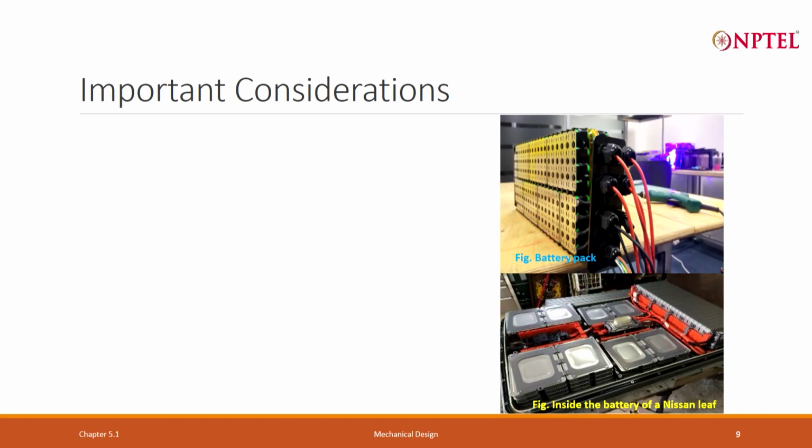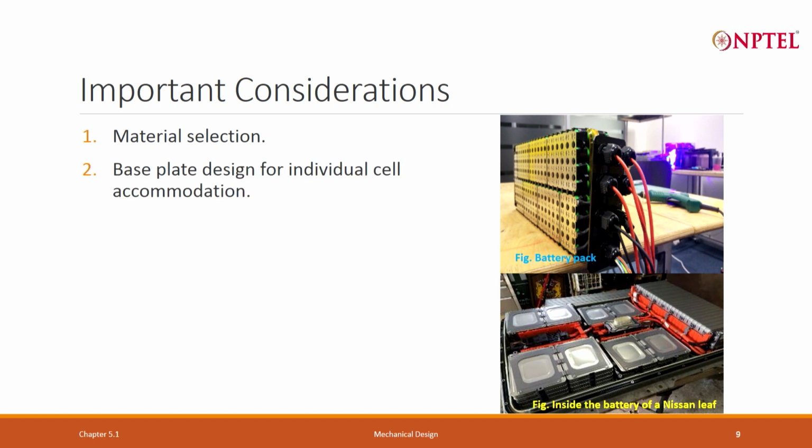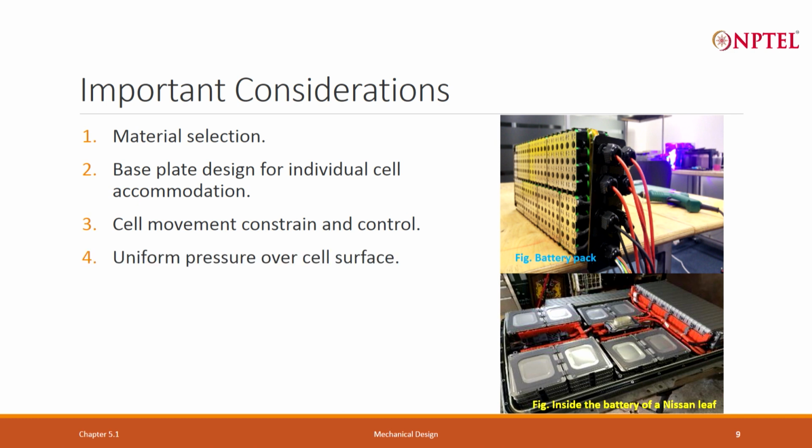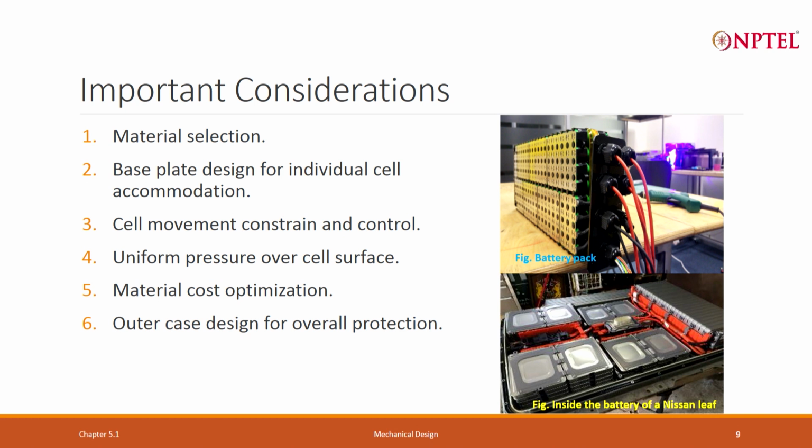Then we have started mechanical design, and we have seen important considerations like material selection, then what would be the base plate design, how to constrain the cell movements, uniform pressure over all cell surfaces to improve the life cycle of the battery pack, material cost optimization, outer case design for overall protection, and then bus bar designing. And at the end, we have also talked about why packaging constraints become important. That may lead to an irregular shape of the battery pack. It may not be a regular shape like a rectangular box or a cylindrical shape. It depends upon the space available in the vehicle.